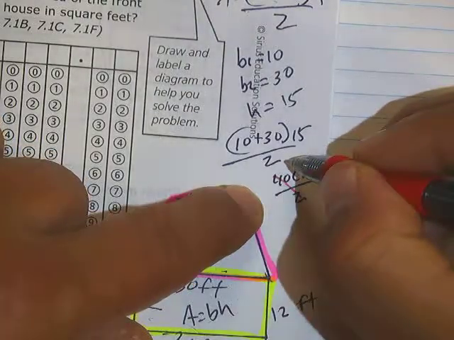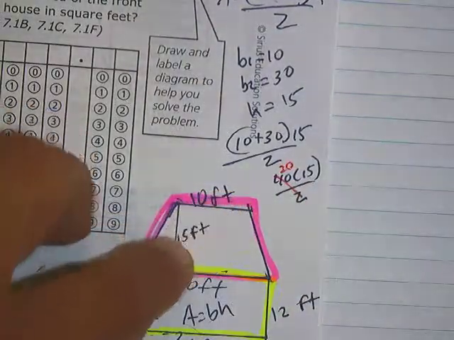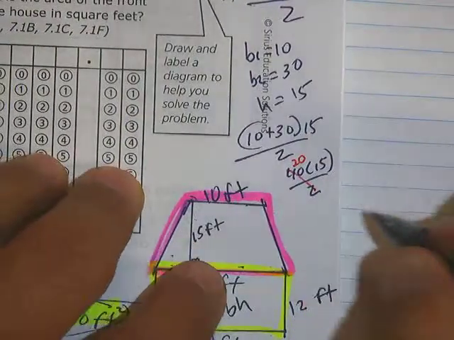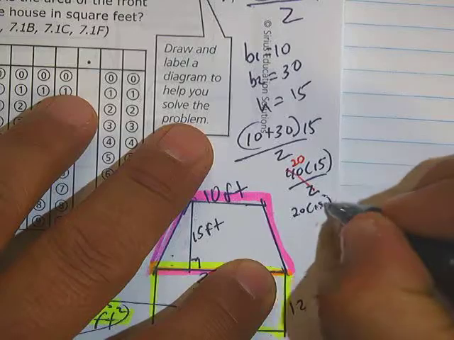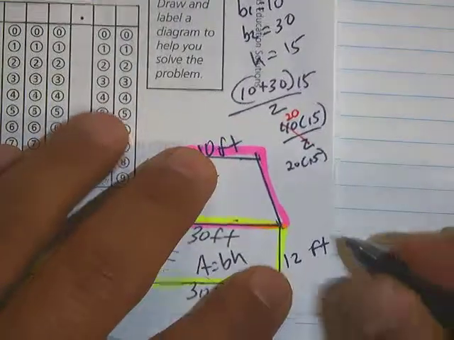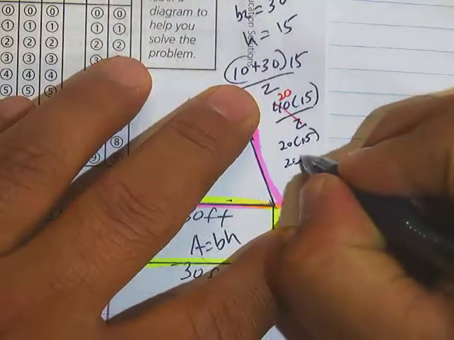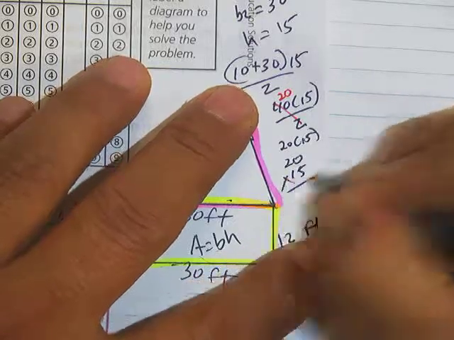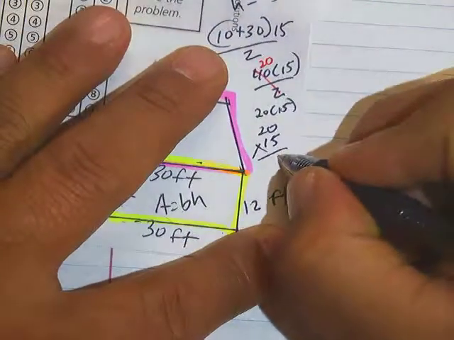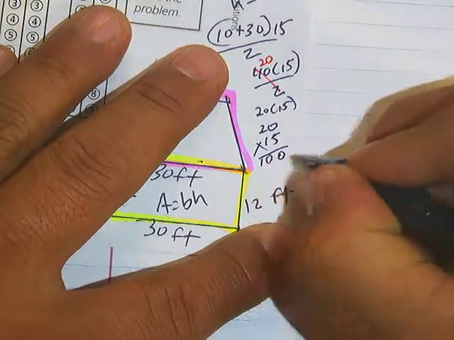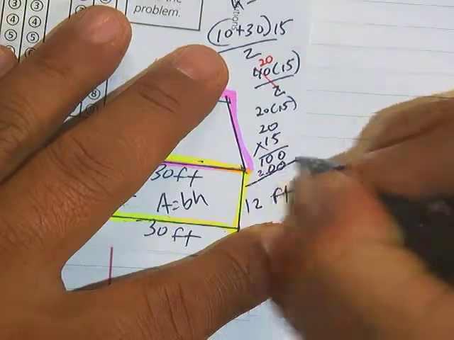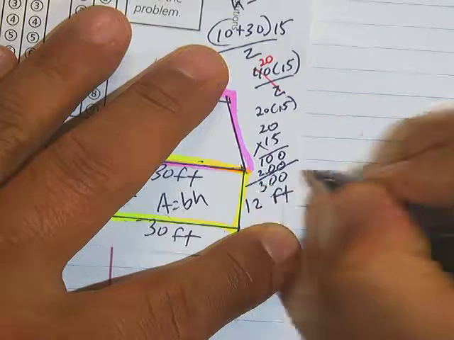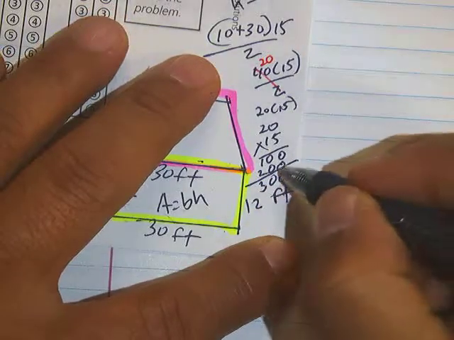And so I'm going to substitute that into the equation. In parentheses, the B1 and B2. So we're going to put there 10 plus 30 times the height, which is 15, divided by 2. Okay, 10 plus 30 is 40. 40 times 15 divided by 2. Can you mentally divide 40 divided by 2? You should be able to. That gives you 20. And so now I'm going to multiply 20 times 15.